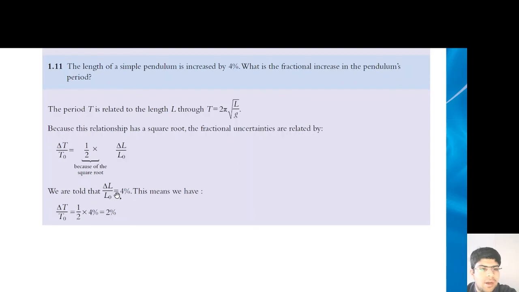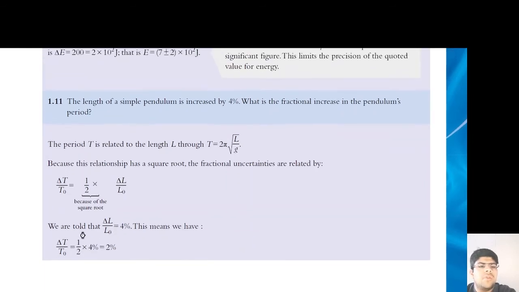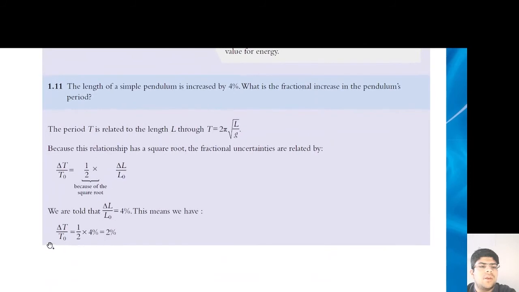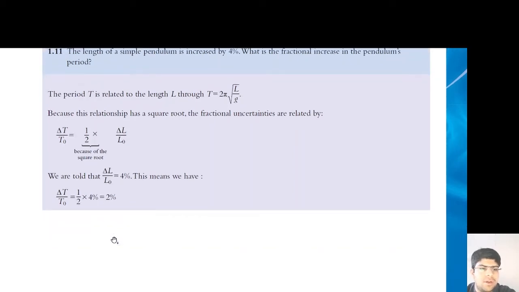We are told that delta L over L0 equals 4%, and after that we have delta T over T0 equals half into 4%, which equals 2%.